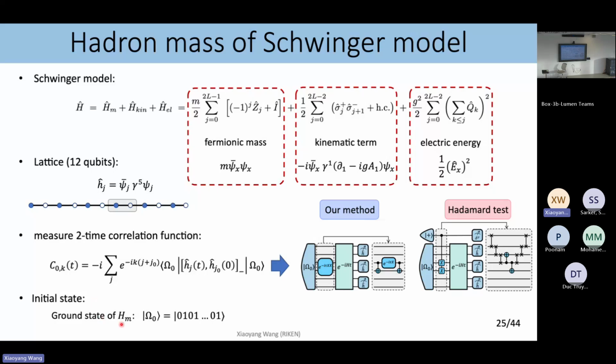And our measurement chooses the initial state to be the ground state of this mass term. And this is an approximation to the ground state of the whole Hamiltonian, and we will come back to this state preparation problem later.